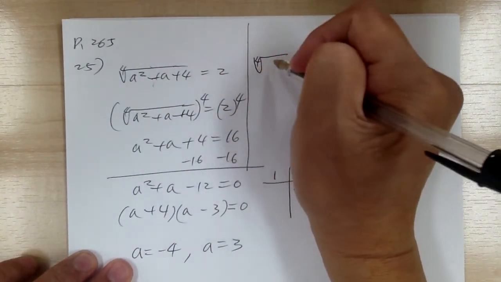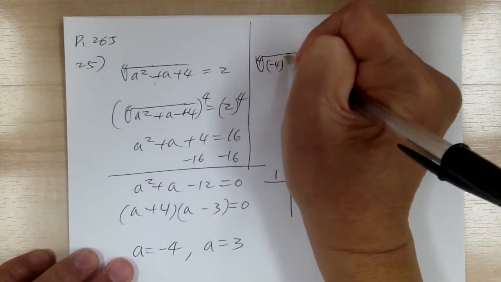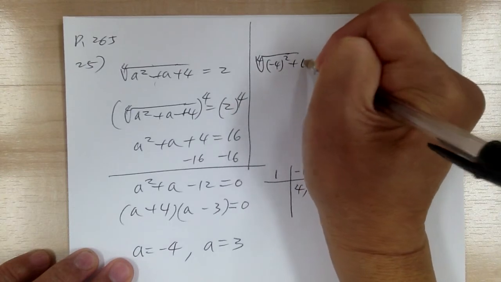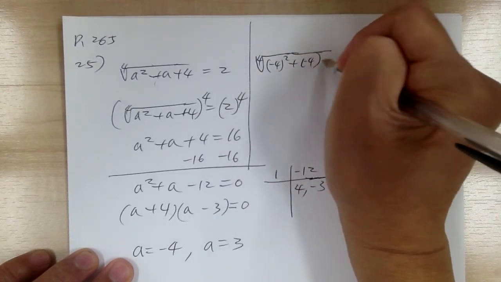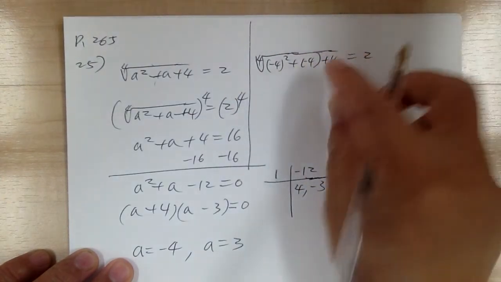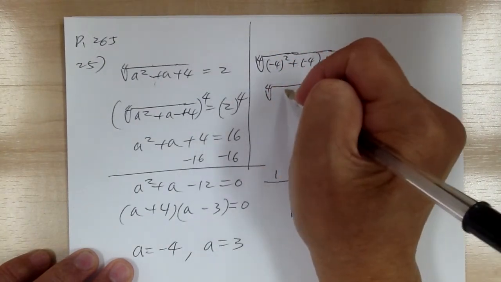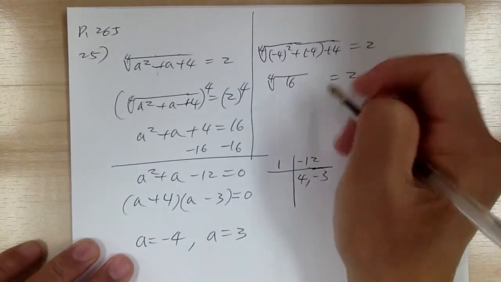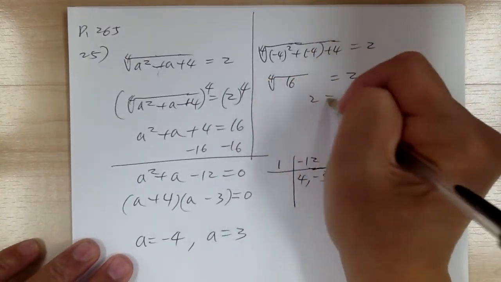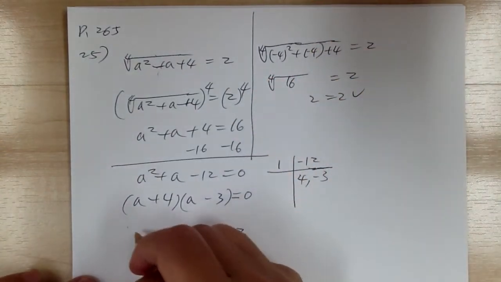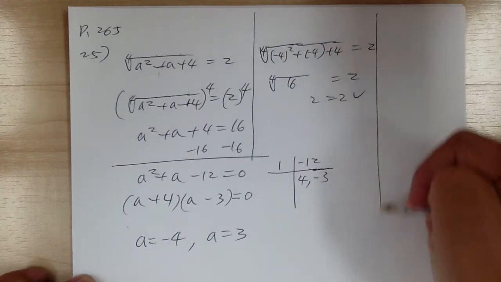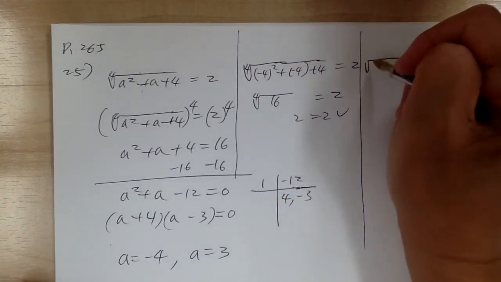So you got 4th root of negative 4 squared plus negative 4 plus 4 equal to 2. So this cancels out. Okay, so you got 4th root of 16 equal to 2. And when you take the 4th root, you get 2 equal to 2. So it checks. So this one is good. Okay, let's go and check the next one.